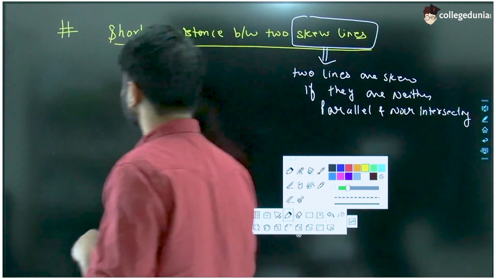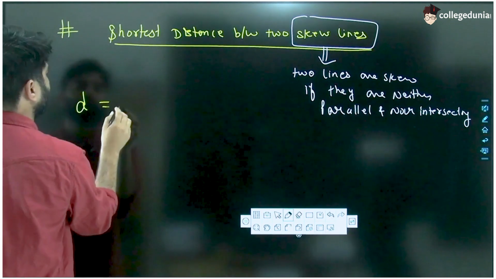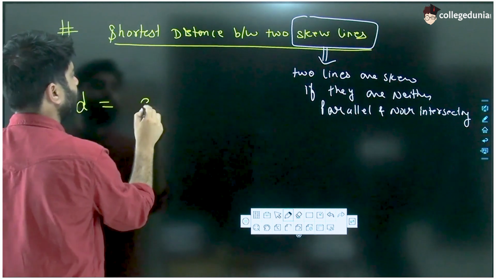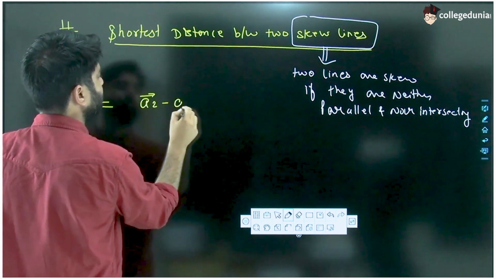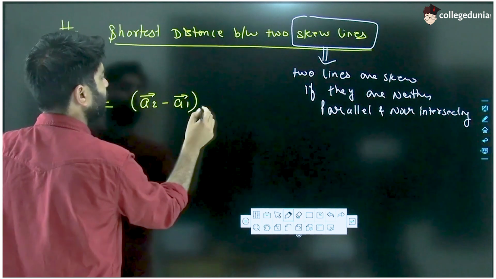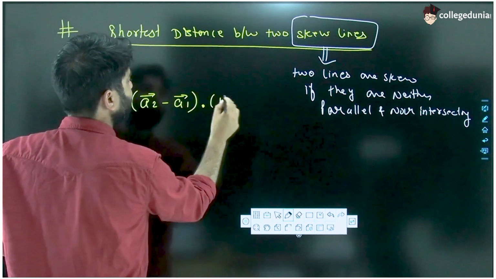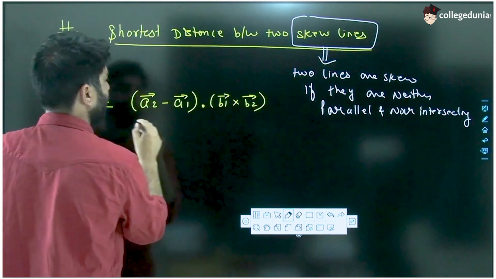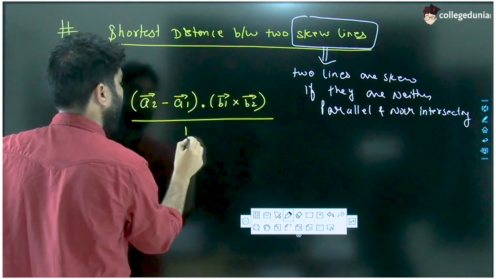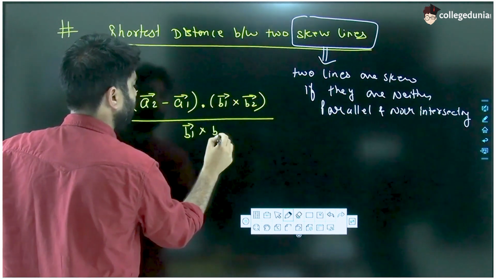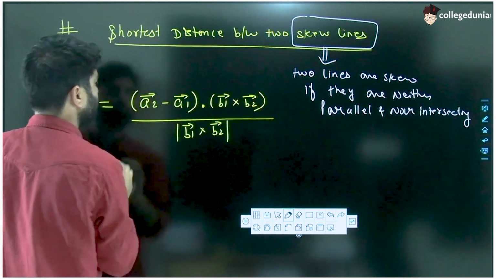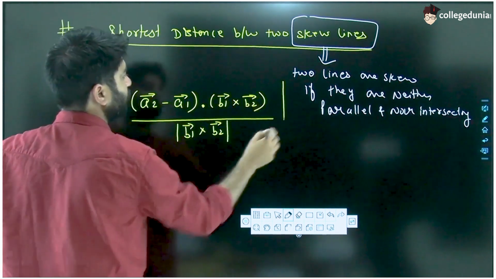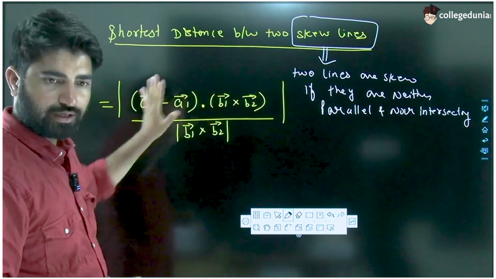So there is a very simple and very small formula for finding that. The formula is a2 vector minus a1 vector, dot product with b1 cross b2. Okay, and this entire expression is divided by the magnitude of b1 cross b2, and the answer should not be negative, so we will apply a modulo sign in this expression.